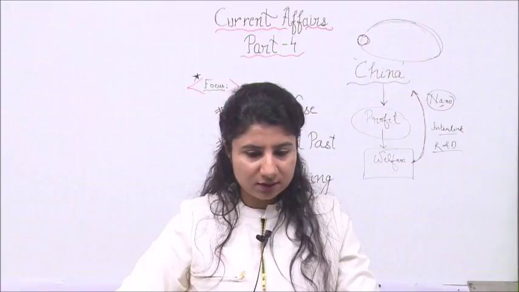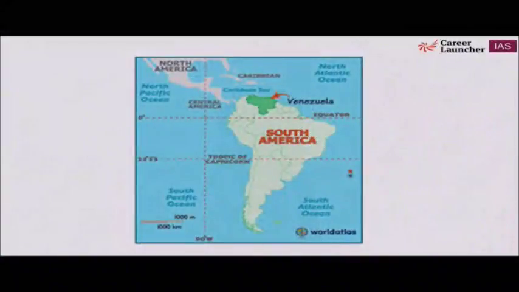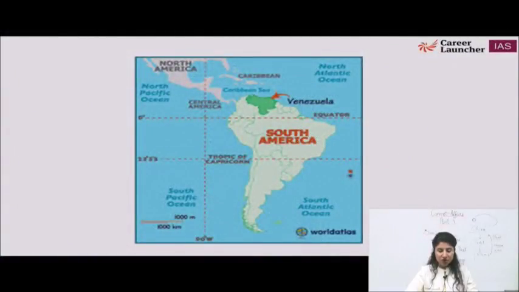Moving on. Now let's have a look at this map of South America in front of us. Please carry your atlas along with you whenever you go through the session. Venezuela: the Equator does not pass through it, neither does the Tropic of Capricorn, but it shares its boundary with the Caribbean Sea. Such geographical questions can be asked about Venezuela. Why? Because of the political crisis which is going on in this country.